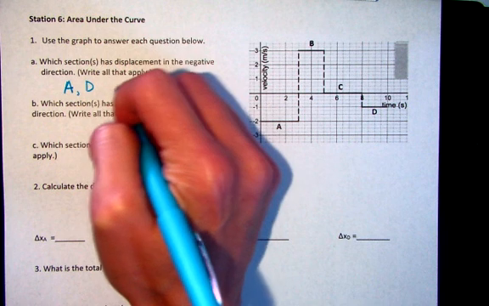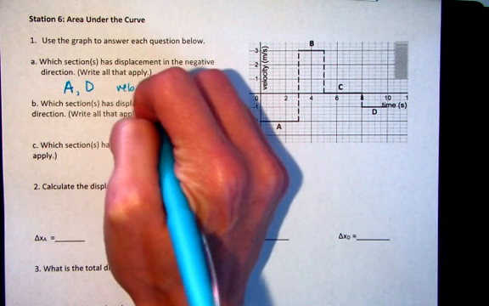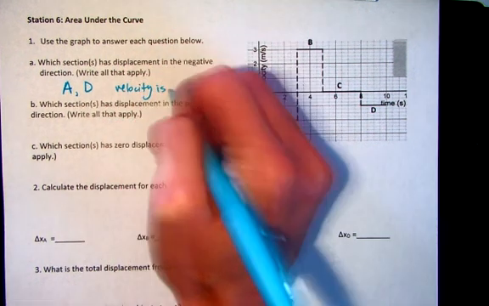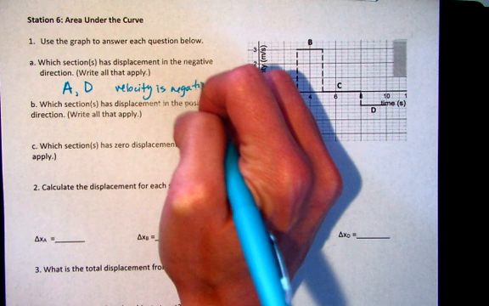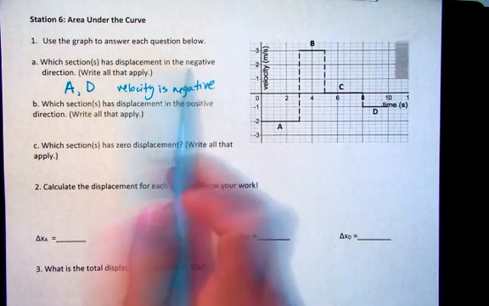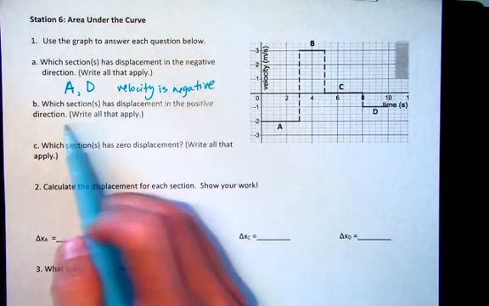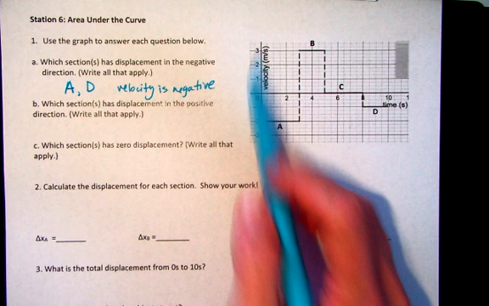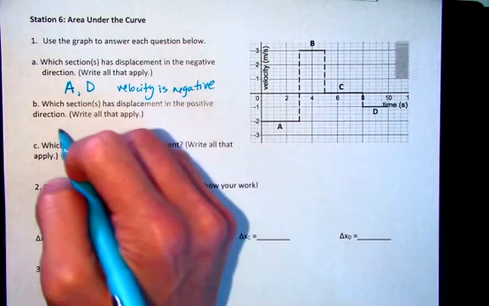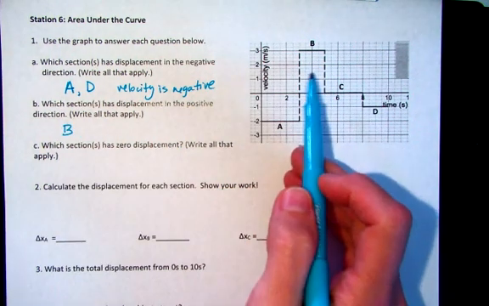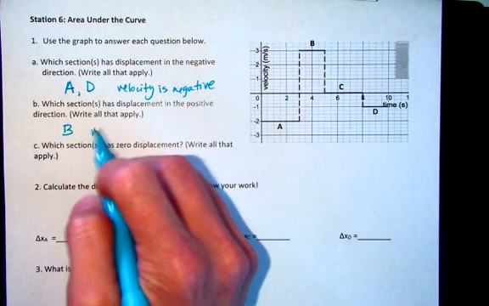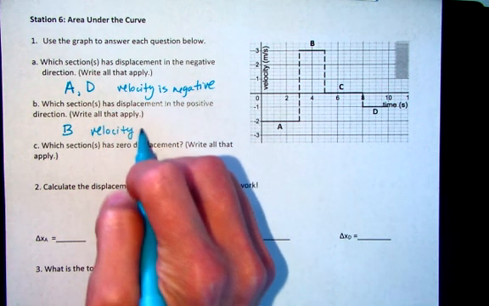And that's because velocity is negative. So that is how I can tell I'm moving in the negative direction. So for the positive direction, looking at my graph, I can identify that B is going to have a positive displacement because the velocity is positive.